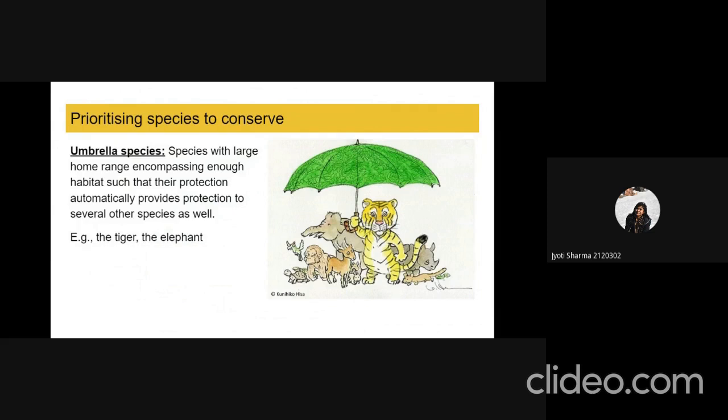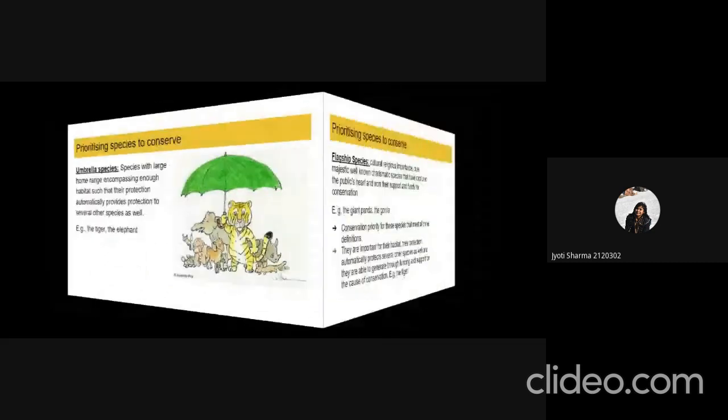Suppose we have monkeys, birds, parrots. So this is the umbrella species. Umbrella species means a species with a large home range, and because of protecting that large home range, it automatically provides protection to the several other species within that range. So this is the umbrella species.